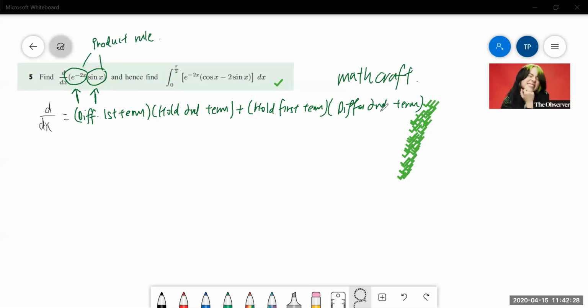But I have a problem. What's the problem? I don't know how to differentiate the first term. Is it 2? Does it become 2e to the minus 2x? No, minus 2e to the minus 2x. Yes, correct. Holy shit! I got it right.